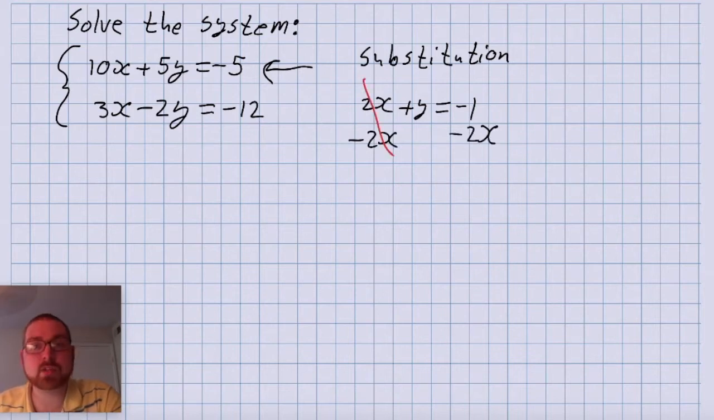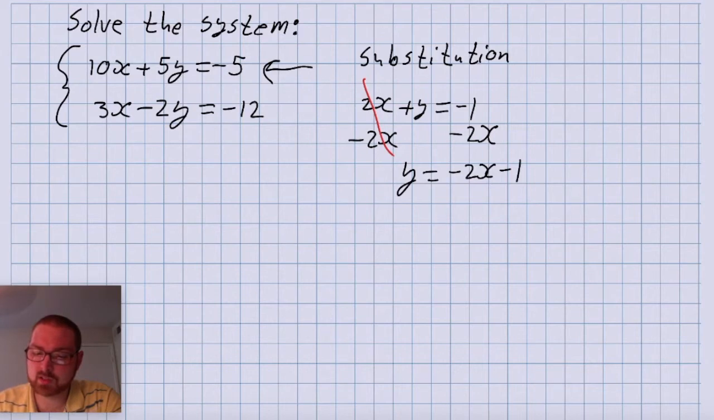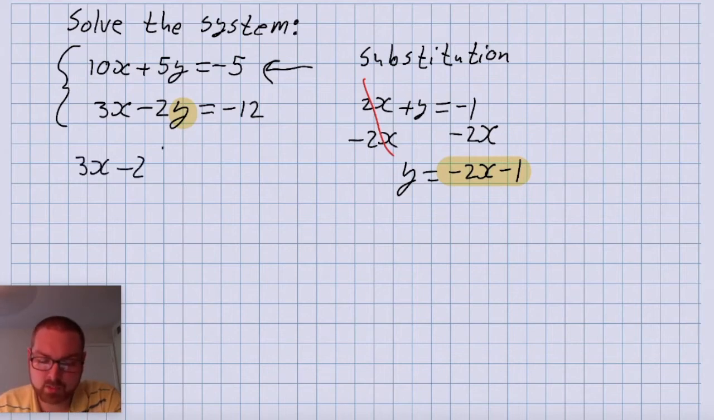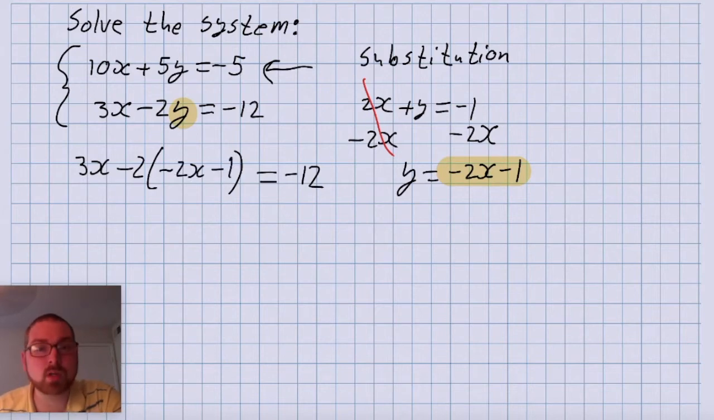So these will cancel, and I'll be left with y equals -2x minus 1. That -2x minus 1 that we're seeing will be used as my substitution. Where I have y here, I'm going to use -2x minus 1 instead. 3x minus 2 times, that's where that will go, is equal to -12. So I'll plug that in, -2x minus 1.